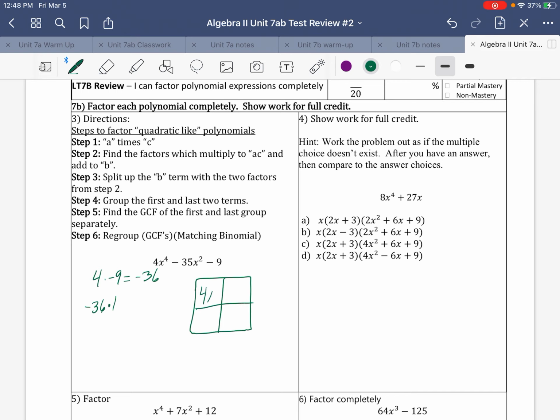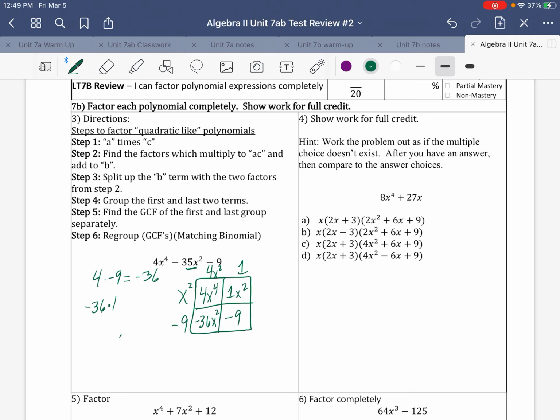A term, top left. C term, bottom right. Negative 36 and 1 are going to go in the other blanks with the x squared, because that's the middle term, what it has to add up to. Greatest common factor of the bottom row is negative 9. Top row is x squared. First column is 4x squared. It's always the smallest of the x. And last column is just 1.